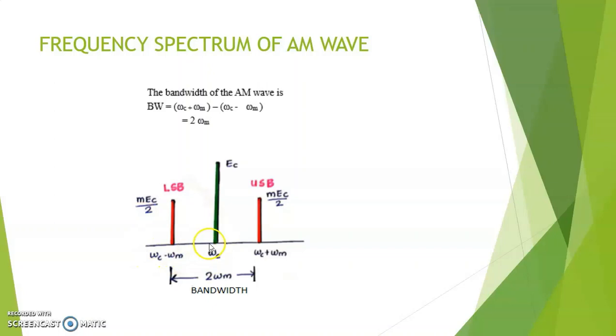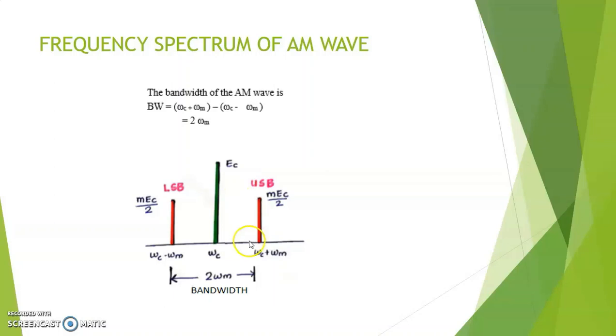Next we have its frequency. So if omega c is over here, omega c minus omega m would be a lower value. So we have the frequency over here, and again omega c plus omega m would be a value higher than omega c, so that would be plotted over here. Again, the amplitude of both LSB and USB is the same. So here we'll be having LSB and here we'll be having USB, and that value will be much lesser than that of EC.